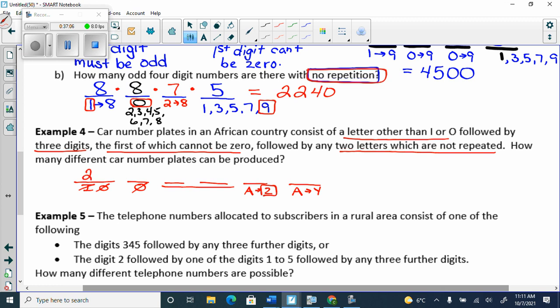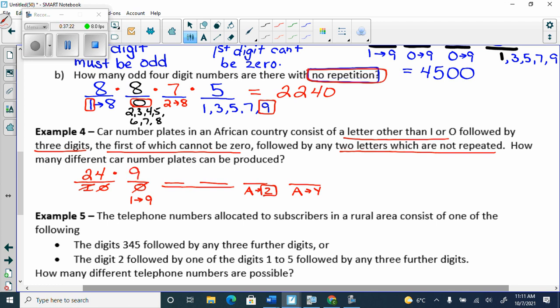24. Because there's 26 letters in the alphabet. The second blank can't be the digit 0, but it can be 1 to 9. So how many options is that? 9. And we multiply because we need this one and this one.